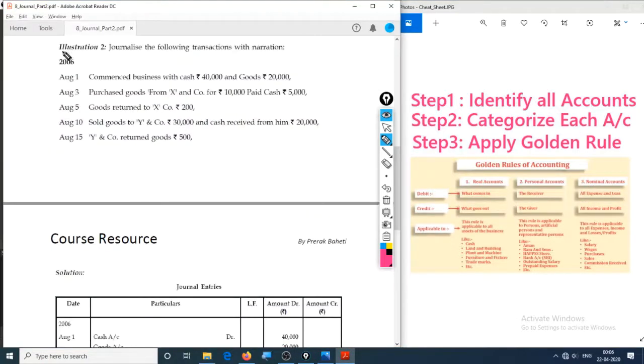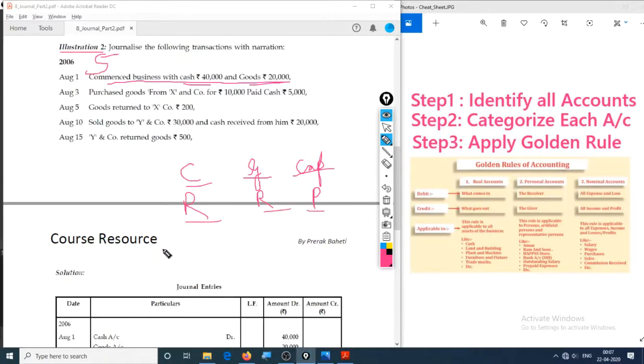I have with me an illustration. This is illustration number 5, which will give us more clarity with the compound journal entries. Commenced business with cash and goods. So what are the three accounts involved? That is cash, goods and capital. Cash is a real account, goods is also a real account as it is an asset, capital is a personal account.